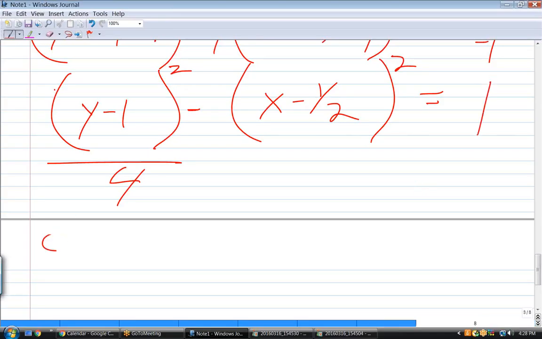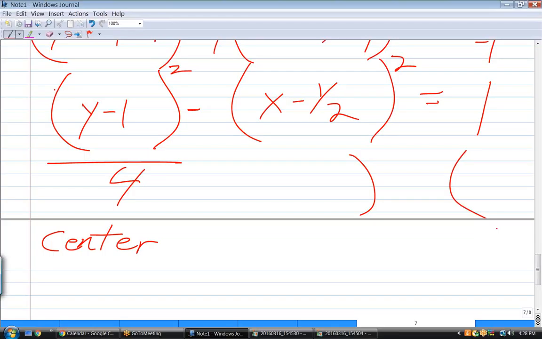Okay. We already know that it's a horizontal parabola or hyperbola looking something like that. Where's its center? Is it -1/2, 1? 1/2, 1. It is 1/2, 1? Yeah, okay. In other words, both of them, this is x minus h, and this is y minus k.